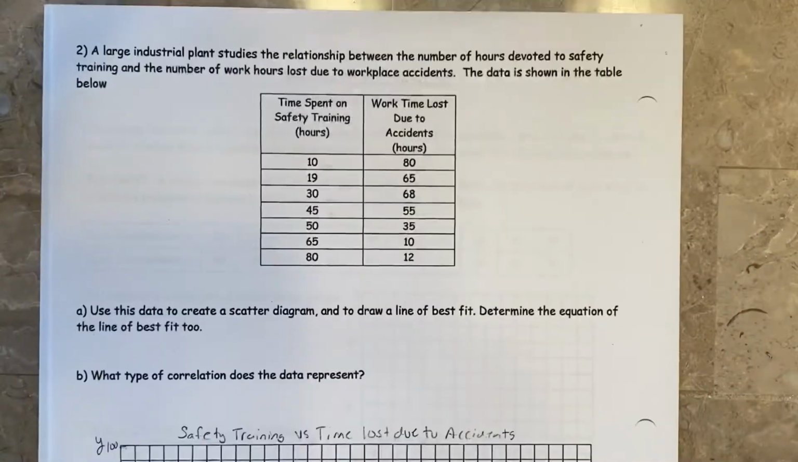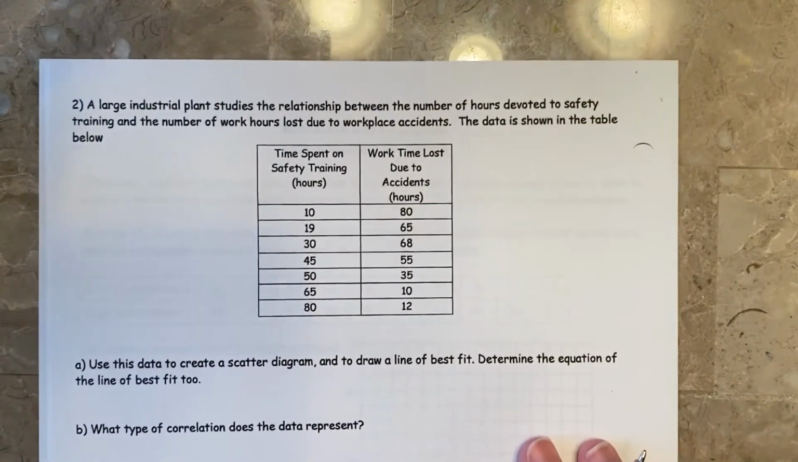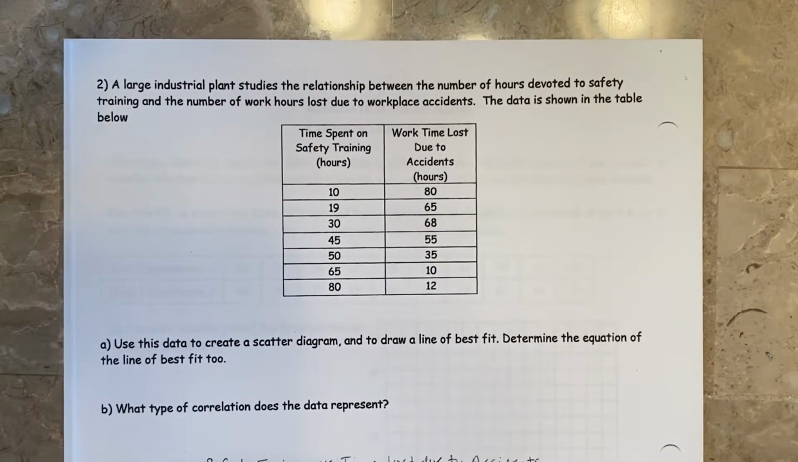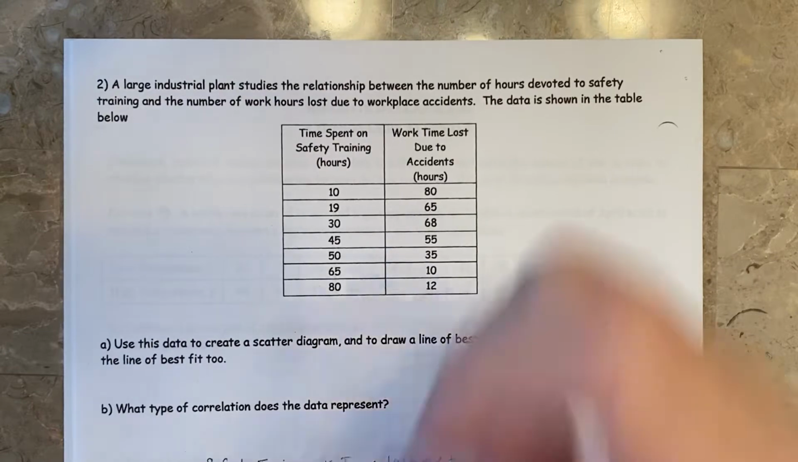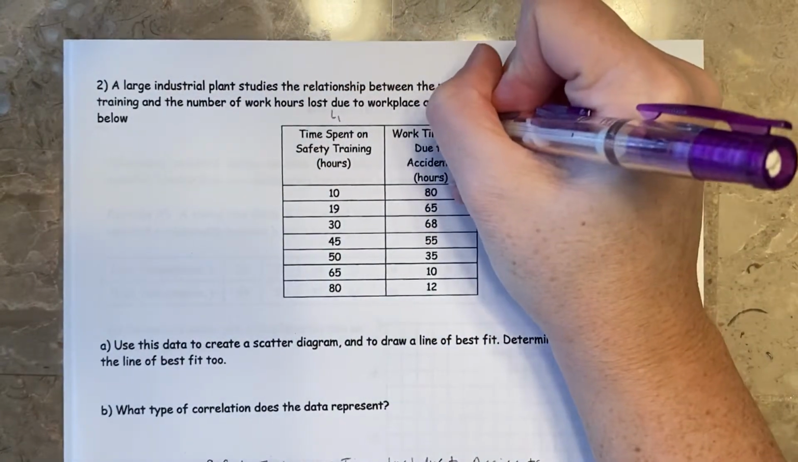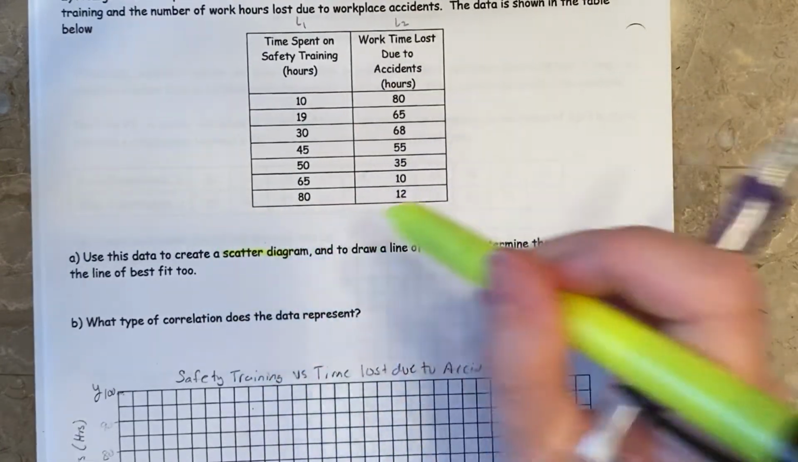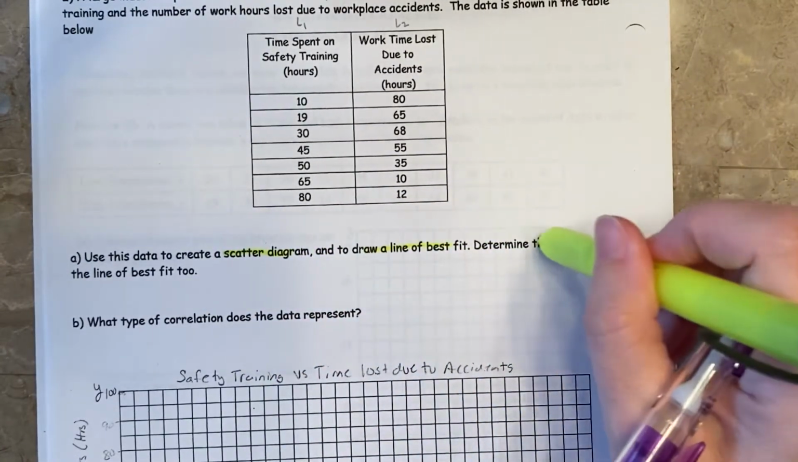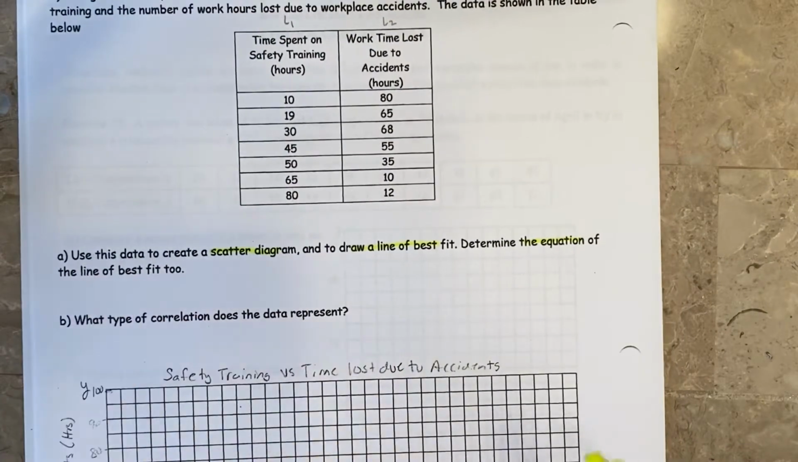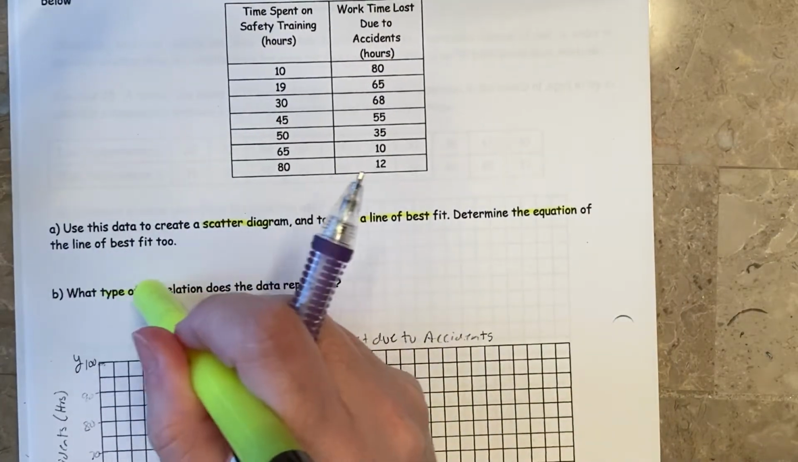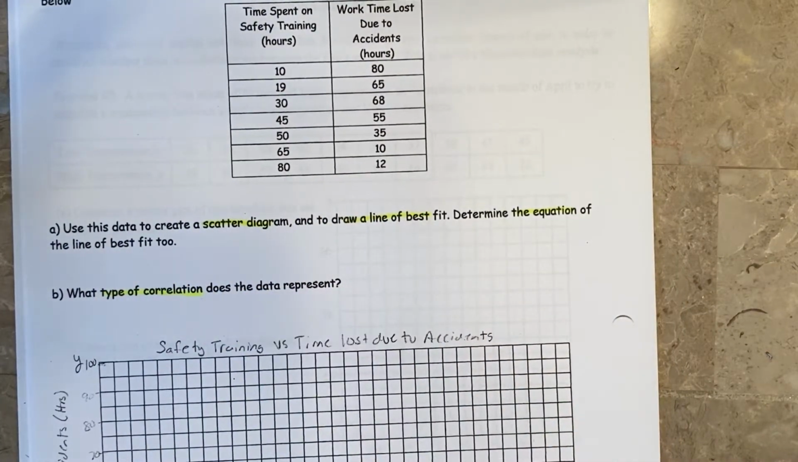So for number 2, it says a large industrial plant studies the relationship between the number of hours devoted to safety training and the number of work hours lost due to workplace accidents. Data is shown below. So this is your L1, this is your L2. So I think it's the same thing. We're going to do a scatter plot, line of best fit, the equation. Remember, you have to do the equation first. And then this one does have one extra little thing, and that is your type of correlation.